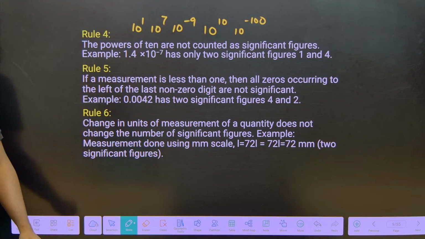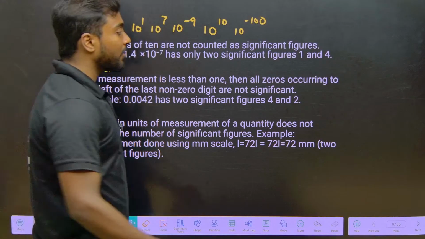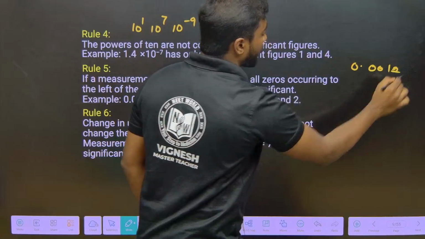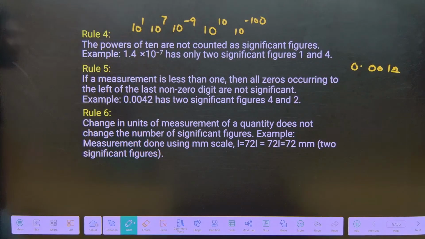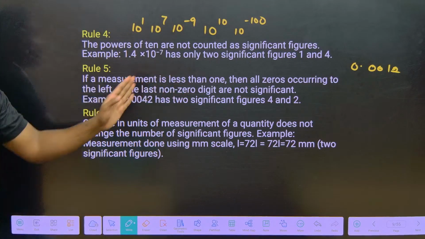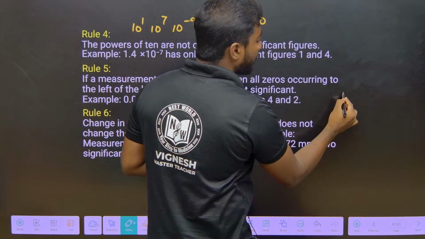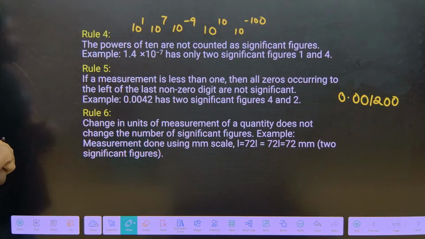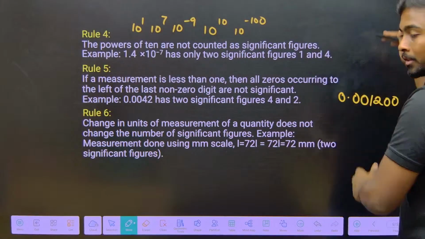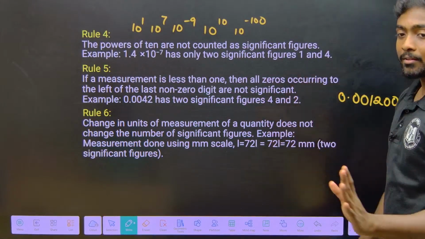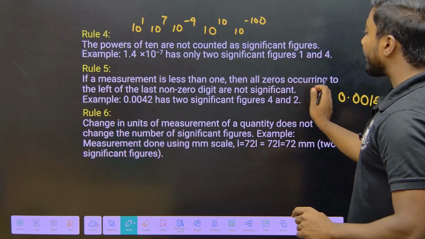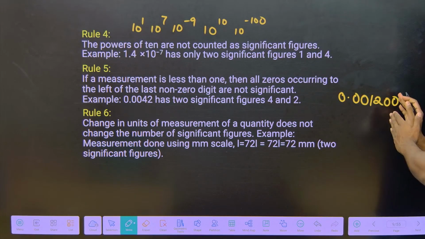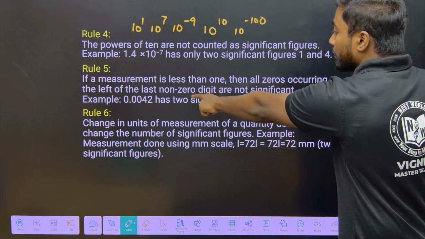Rule number 5: if a measurement is less than 1, in the sense it will be in decimal, 0 point something, like 0.0012, then all zeros occurring to the left of the first non-zero digit are not counted as significant. If I take the example 0.001200, the zeros to the left of the first non-zero digit are non-significant.